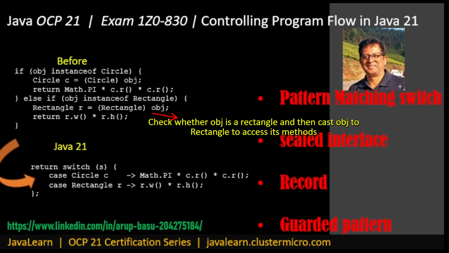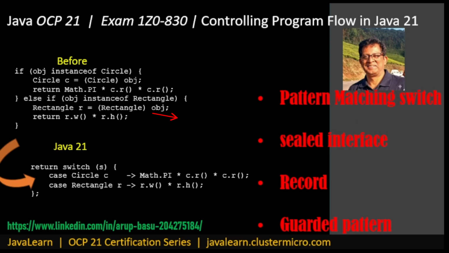Okay, the problem is the compiler does not know if you have covered all shapes. If you add a Triangle class later and forget to update this logic, the code might just fall through or return a default value without warning you. Okay, so at the bottom we have another piece of code, that's the new way. So pattern matching for switch.